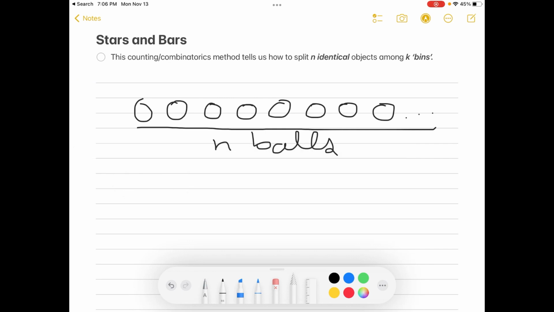So in order to split a line of n balls into k groups, we need k minus 1 dividers, right? So I could place one here, maybe here, another one here, here, and so on. We have k minus 1 dividers. And now the problem basically becomes, okay, where can we put these k minus 1 dividers?